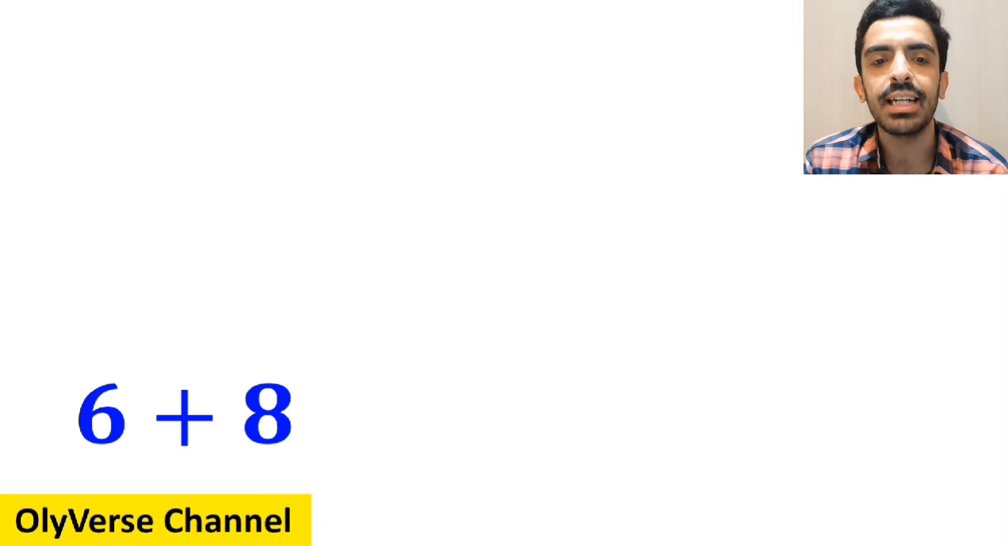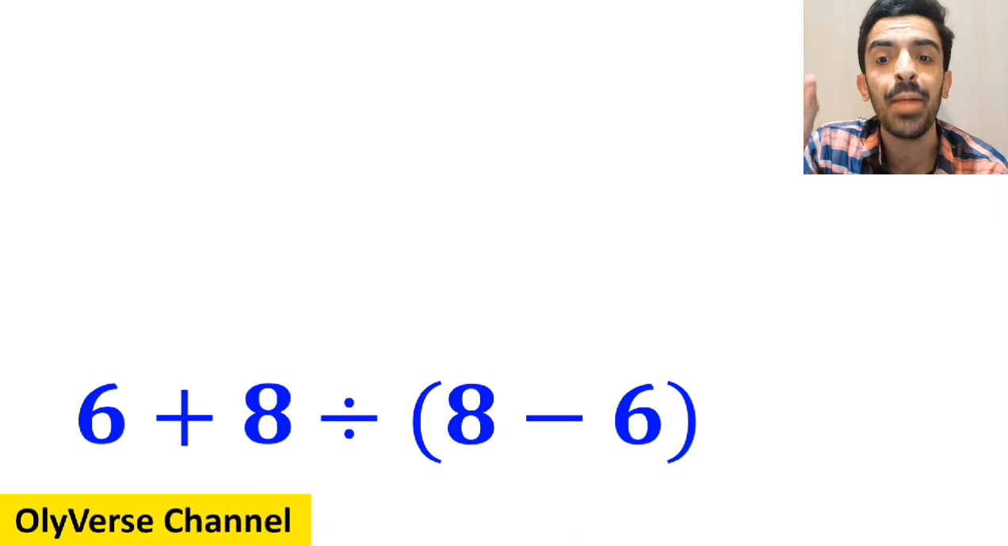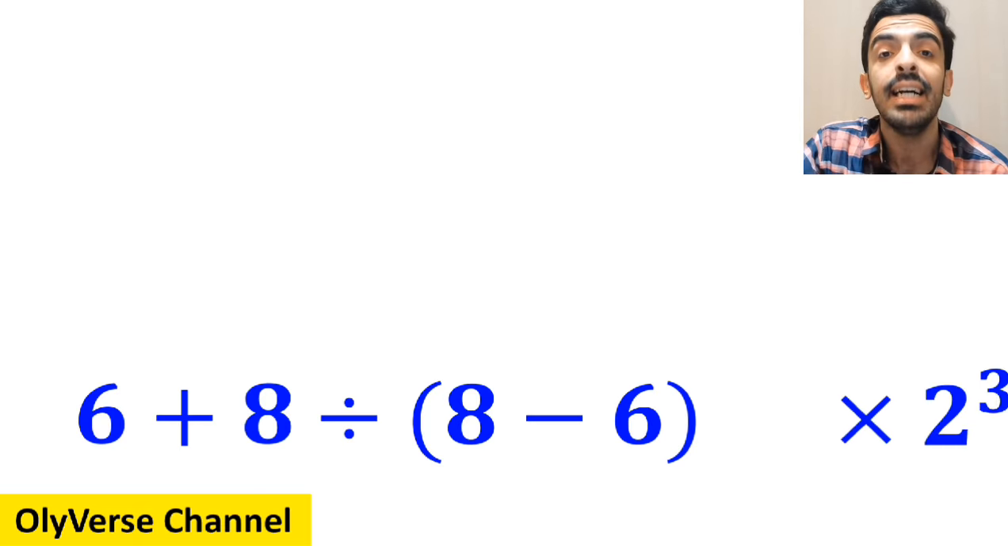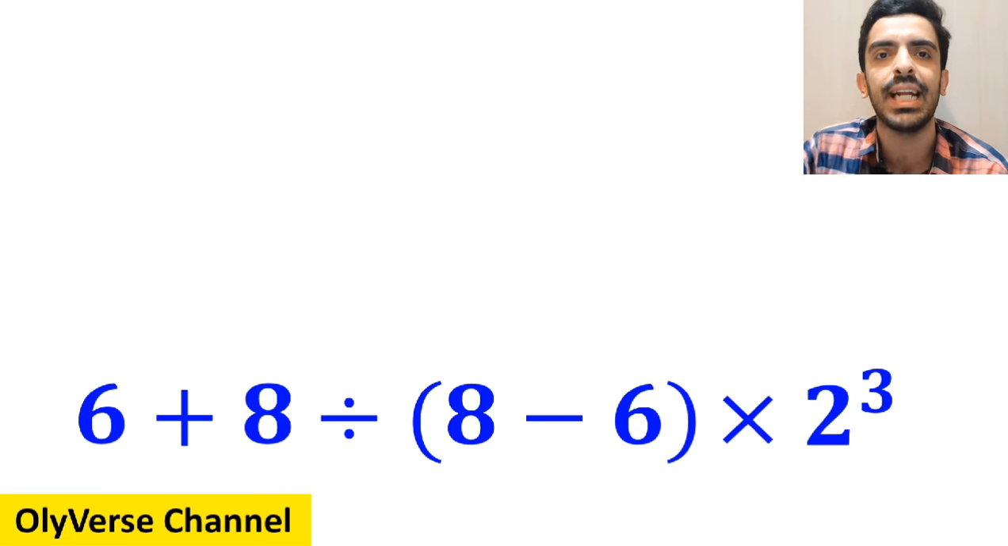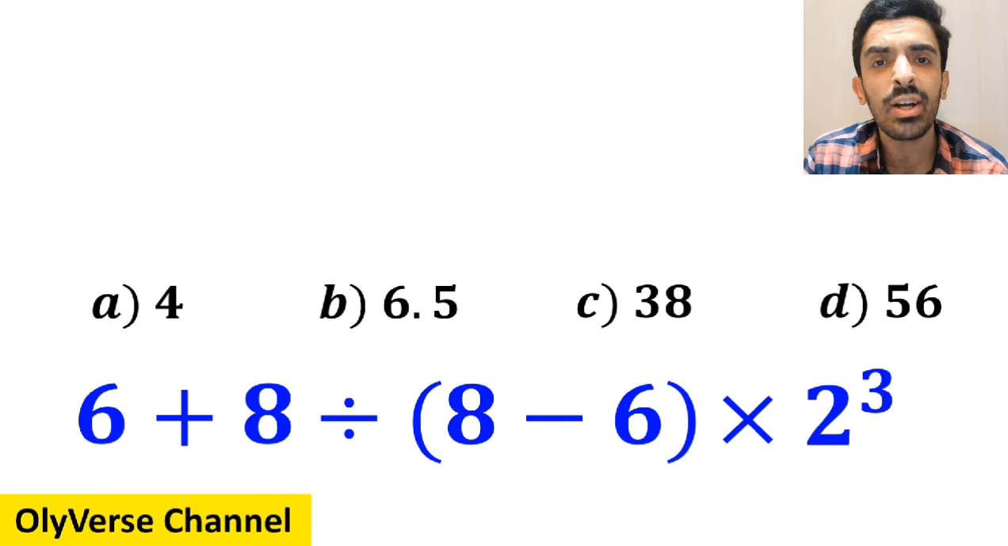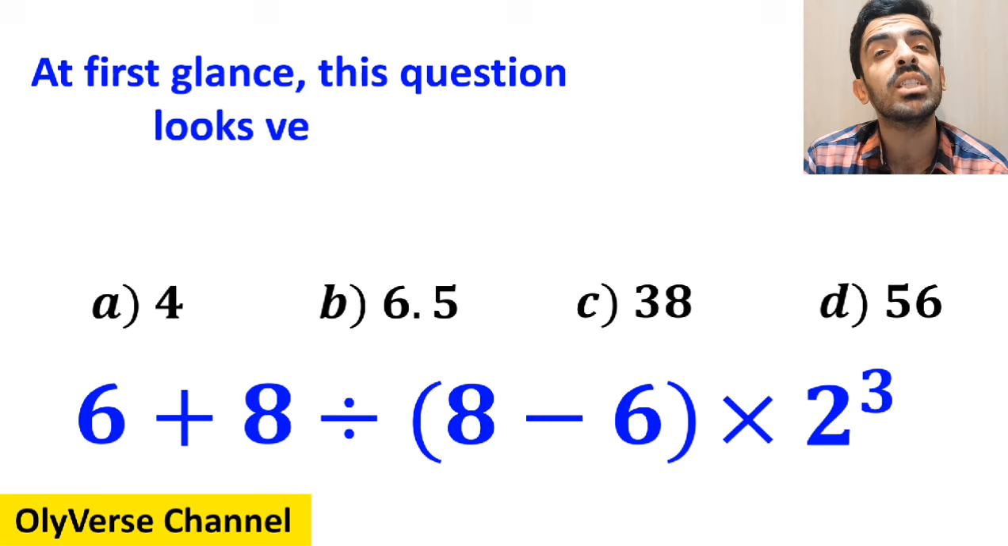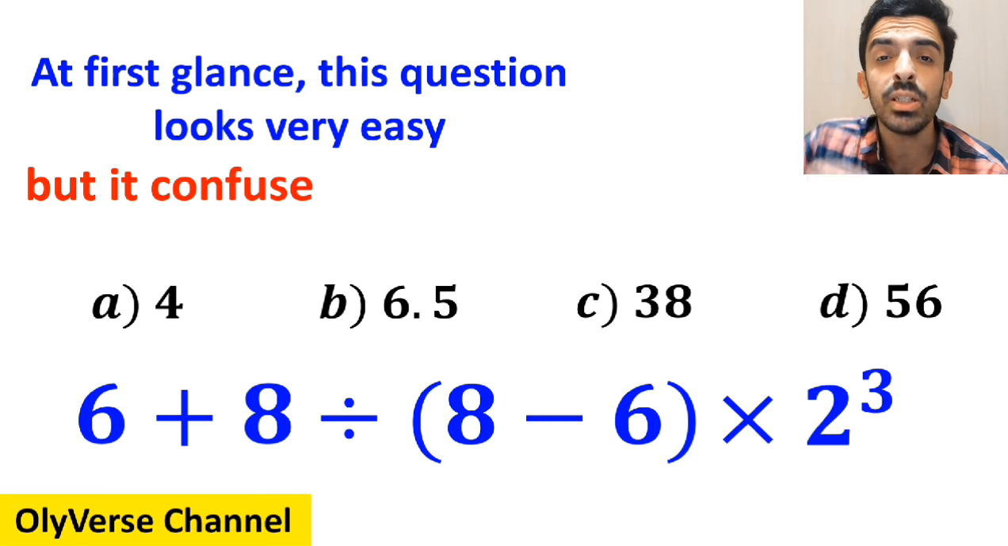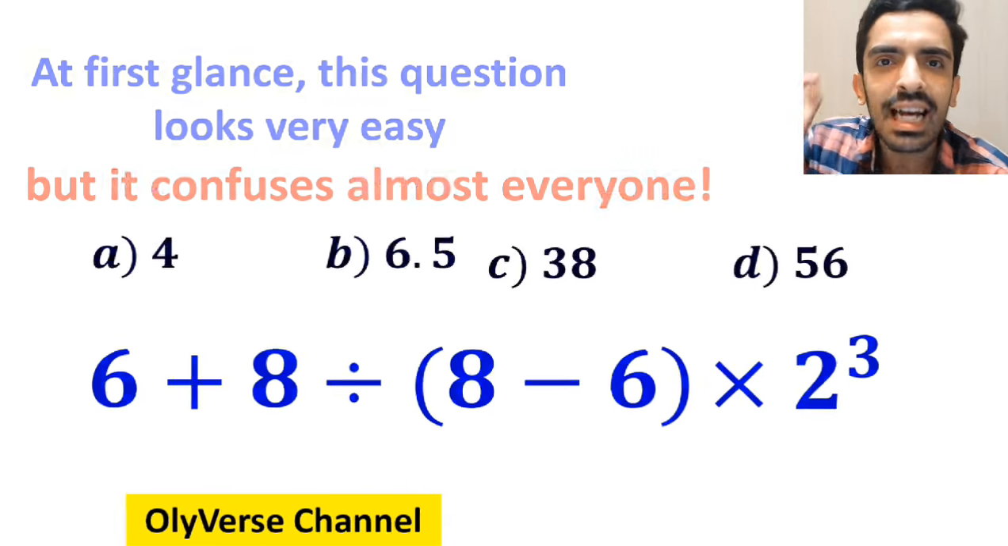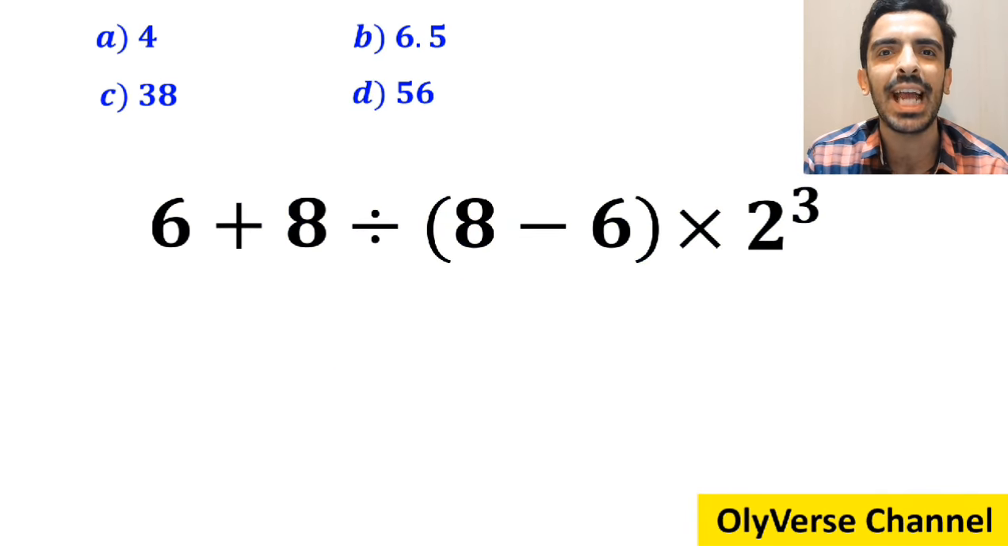What is the value of the expression 6 plus 8 divided by (8 minus 6), then times 2 to the power of 3? Which option do you think is the correct answer to this question? At first glance, this question looks very easy, but it confuses almost everyone. Let's dive in and break it down step by step together.